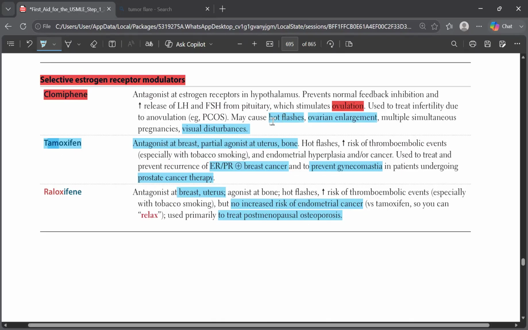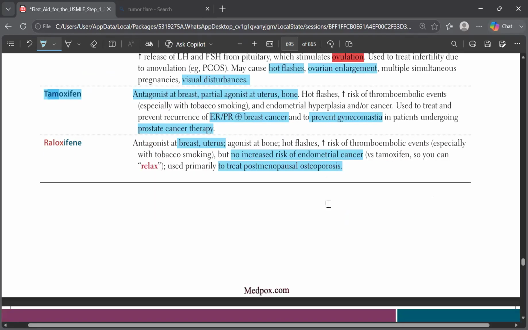The hot flashes were there in clomiphene as well, so hot flashes in all three of them. Ovarian enlargement, visual disturbances, and multiple pregnancies in clomiphene because it is associated with treating anovulatory infertility. Tamoxifen is used for treating breast cancer, and thus it has hot flashes, increased thromboembolic events, and increased risk of endometrial hyperplasia. Raloxifene has hot flashes as well, but it is used to treat postmenopausal osteoporosis, so it has no risk for endometrial cancer or breast cancer for that case.